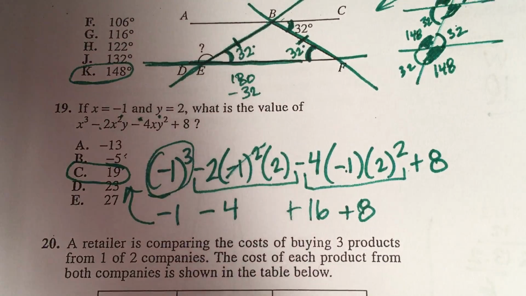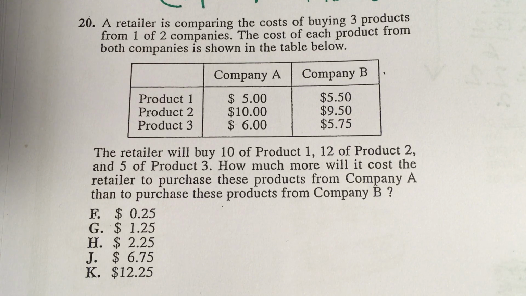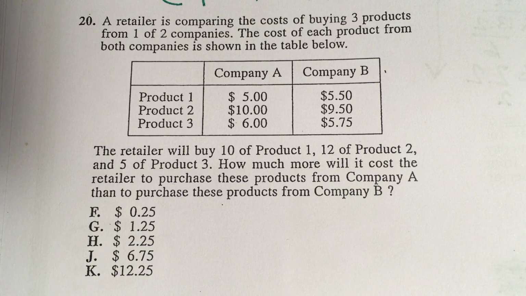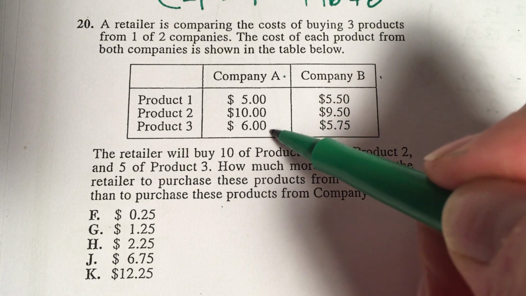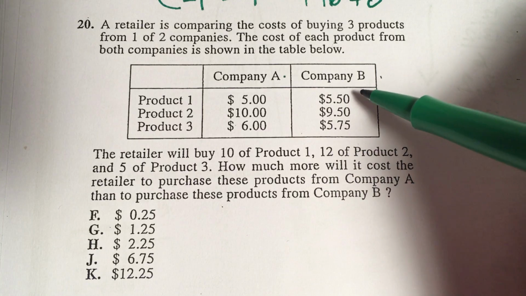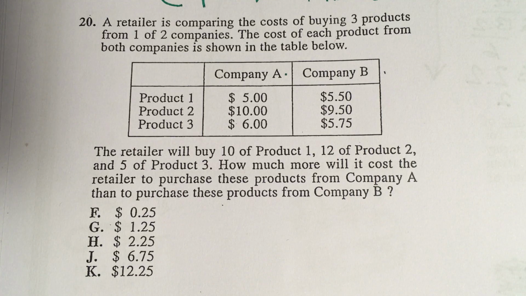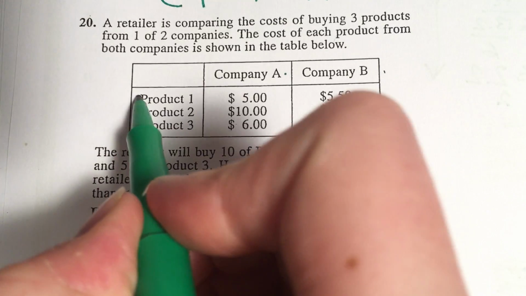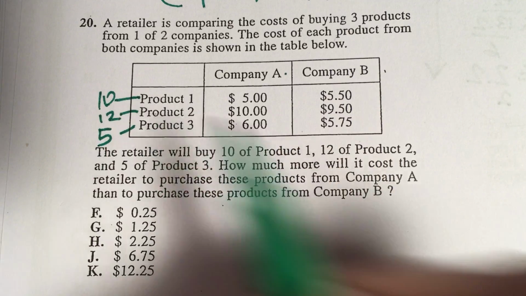And then we're on number 20. So number 20 says a retailer, so like someone who sells something, is comparing the costs of buying 3 products from 2 different companies. The cost of each product from both companies is shown in the table below. So if I want to buy from company A, each of the products is going to cost this much. If I want to buy from company B, they're each going to cost this much. It says the retailer will buy 10 of product 1, 12 of product 2, and 5 of product 3. So I'm going to write 10. I'm going to buy 12 of these. I'm going to buy 5 of those.